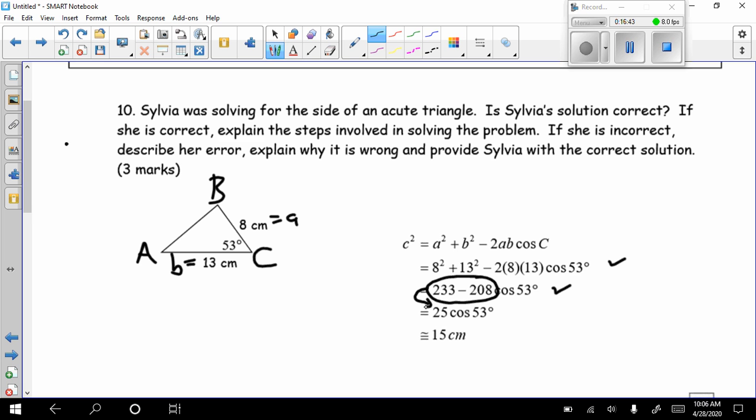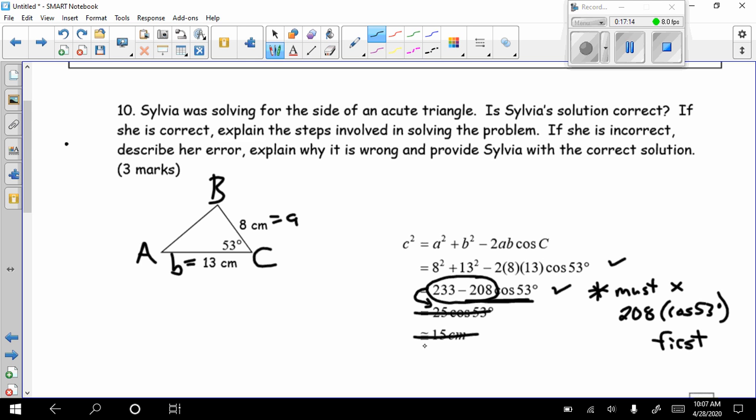That's not correct because according to BEDMAS, you had to multiply these two first. So I'm going to put a little star here and say you must multiply 208 times cos of 53 first. You can't subtract those. That's not following BEDMAS. And so I'm going to cross this out and cross this out.